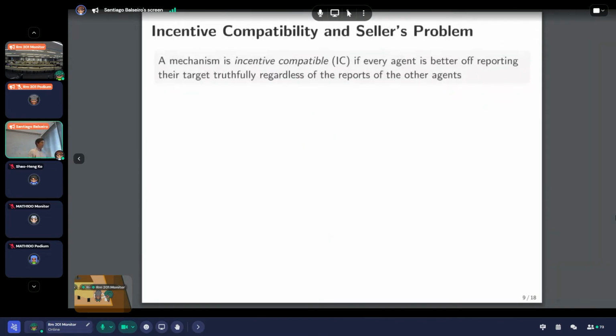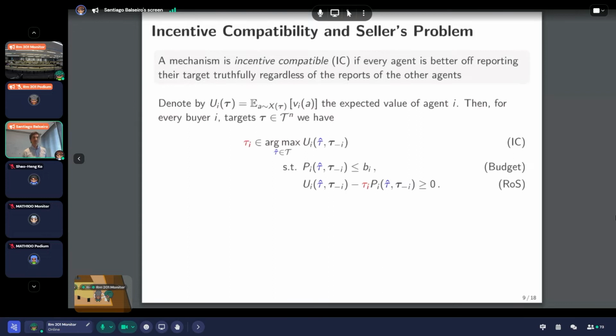Now, we're going to restrict attention to mechanisms that are incentive compatible. An incentive compatible mechanism is one such that every agent is better off reporting their target truthfully, and we're going to require this regardless of the reports of the other agents. So it's going to be DSIC, dominant strategy incentive compatible. So how do we write this mathematically?